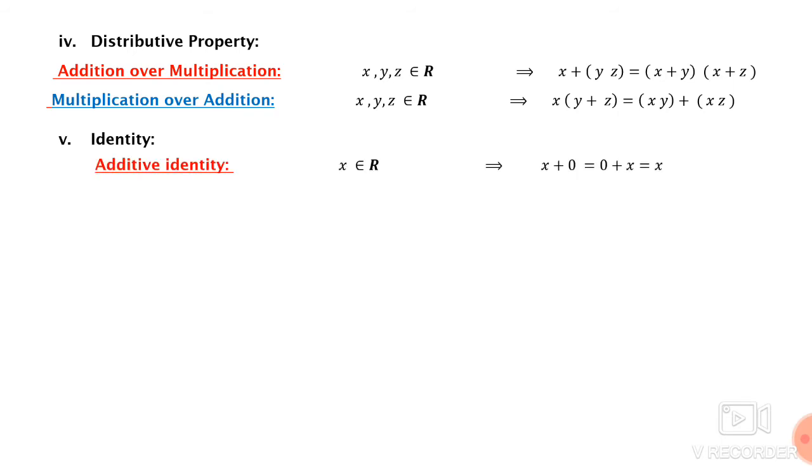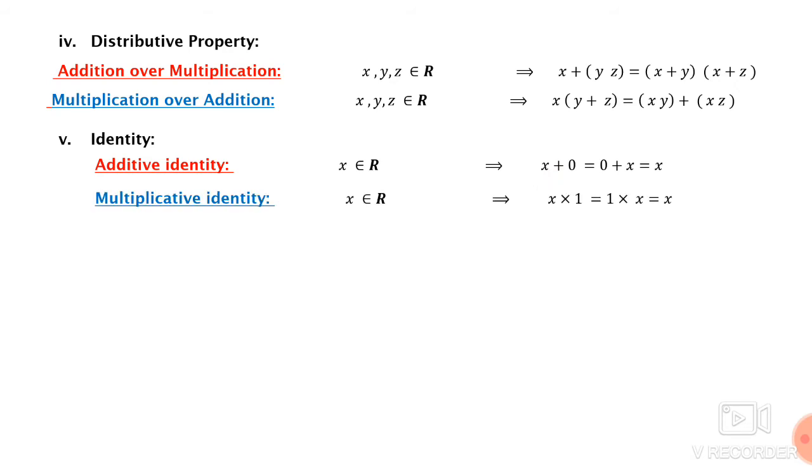Identity, additive identity. For example, x belongs to real number. x is any real number implies x plus 0 equals 0 plus x is equal to x. If we add 0 to a number or add any number to 0, we will get the same number in the answer. It means 0 is the additive identity. If we add 0 with any number, we will get the same number. So 0 is the additive identity of real numbers.